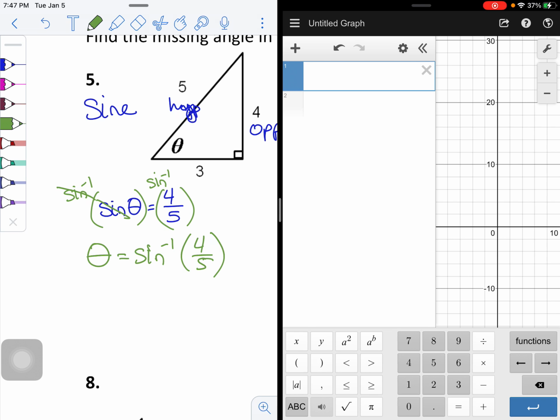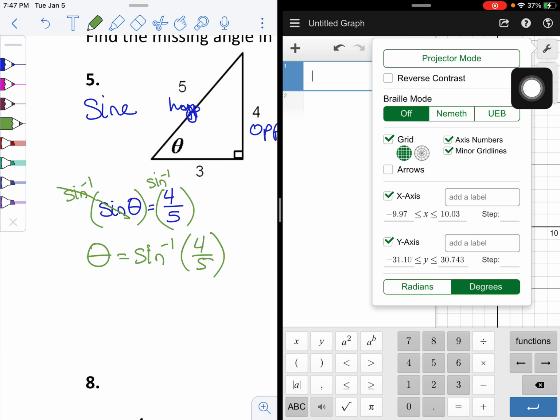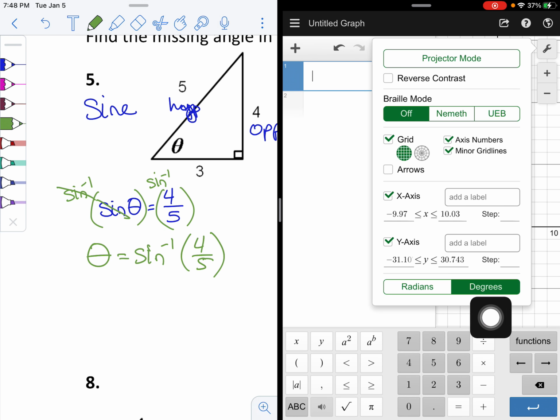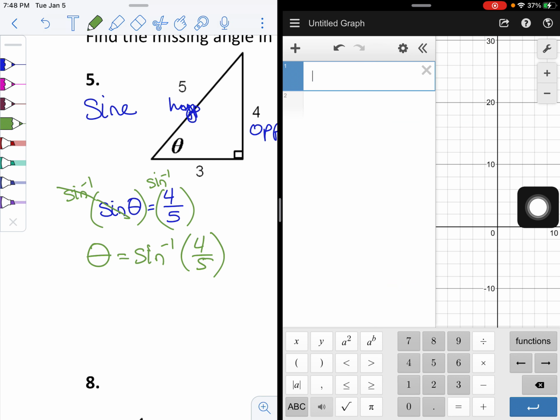Now, just like in the Calculator 84, we wanted to make sure that we had degree mode. We need to do degree mode in Desmos as well. So go up to the little wrench here, tap on it. And down at the bottom, it either gives you radians or degrees. You want to make sure degrees is highlighted. You don't have to hit enter after it. It'll toggle back and forth. Just make sure degrees is highlighted and then tap outside of it to make that part disappear.